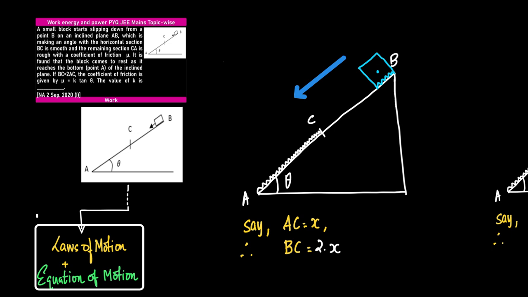If you want to make more sense, the diagram should ideally be like this, somewhere over here. Makes sense. So we have BC is equal to 2X. And the coefficient of friction is given by mu is equal to K tan theta. We've been asked to find the value of K.